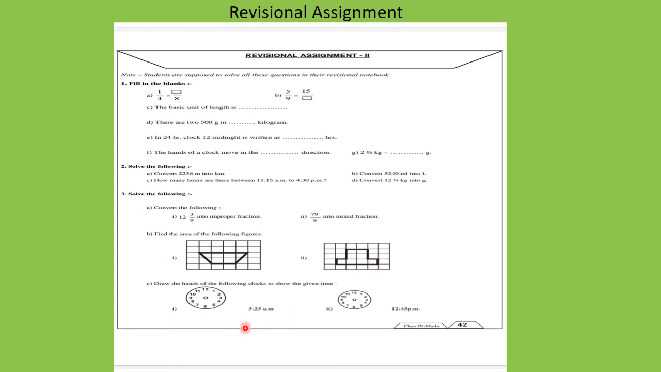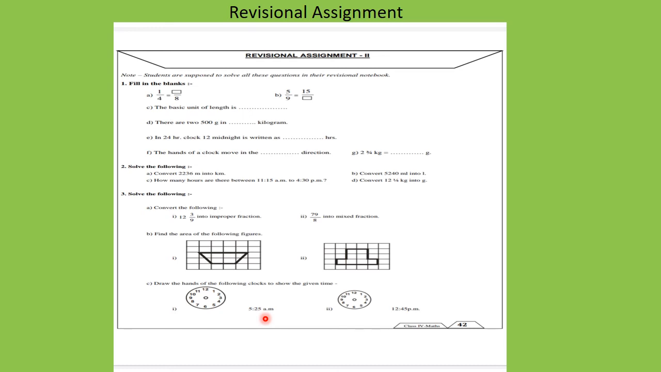Now we will see another question, which is to draw the hands of the following clocks to show the given timing. It is one of the easiest questions. So draw the hands, you have to show 5:25 am. To show 5:25 am, we should have an idea of where the minute hand will be and where the hour hand would be.